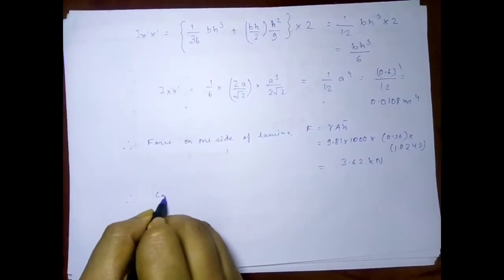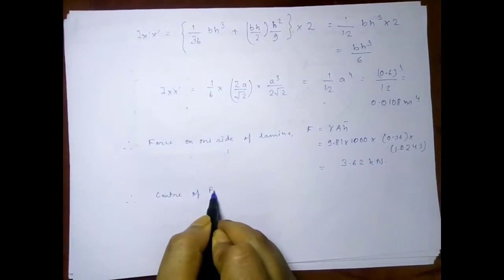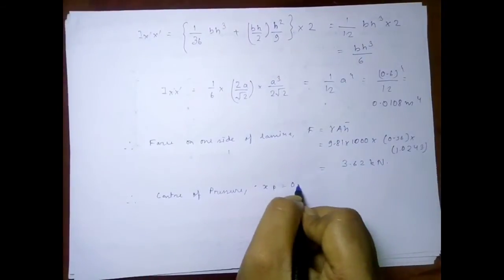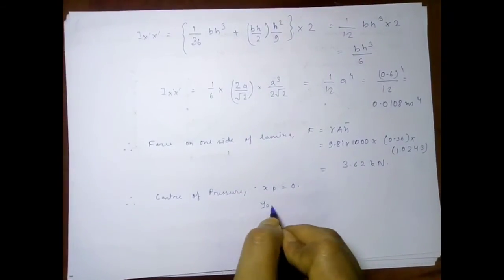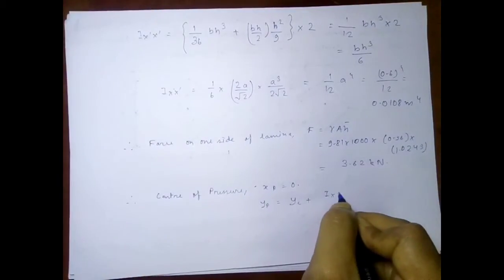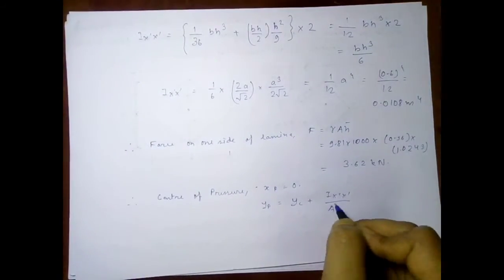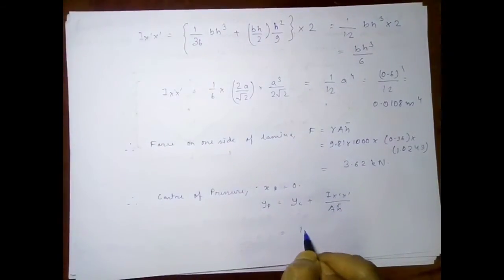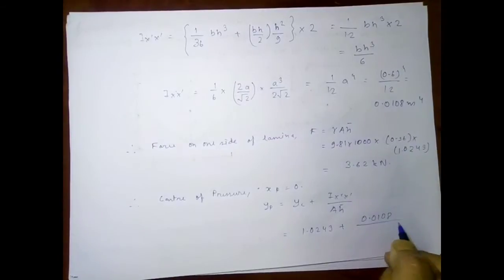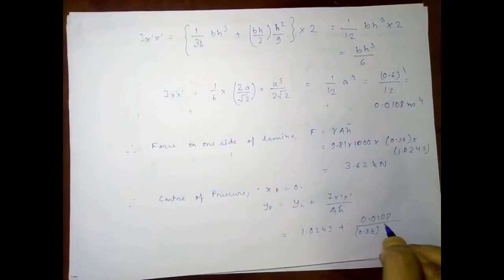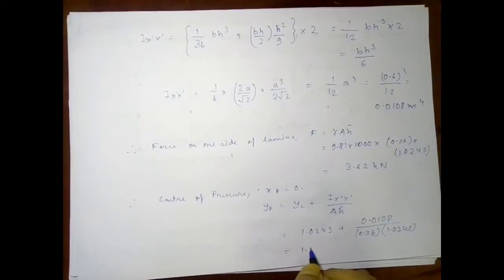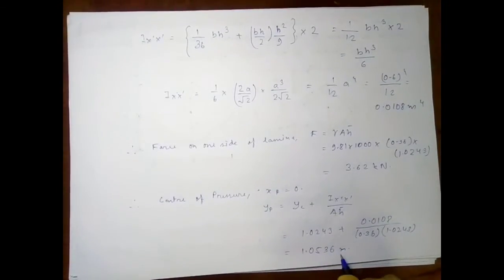and therefore center of pressure XP will be equal to 0, and YP will be equal to YC plus I x dash upon A H bar, that will be equal to 1.0243 plus 0.0108 upon 0.36, 1.0243, and that will be equal to 1.0536 meters.